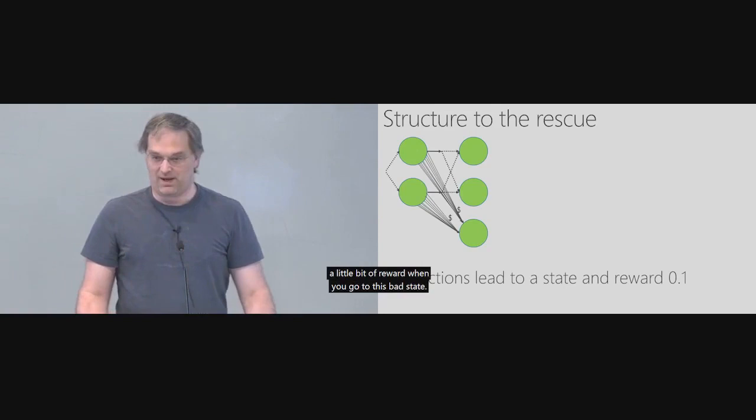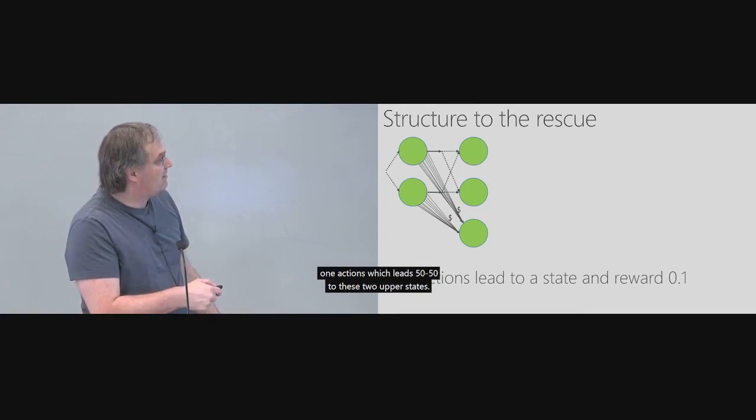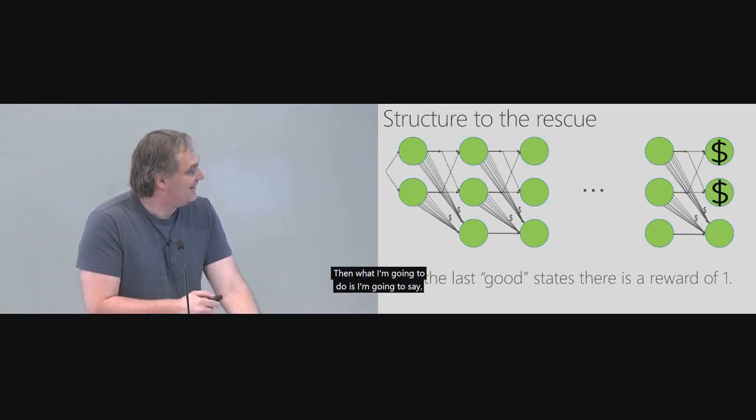Okay, so you have nine actions which lead to the bad state, one action which leads 50-50 to these two upper states. And now I'm going to repeat this 100 times. And then what I'm going to do is I'm going to say, there's a big reward in these two good states at the end.